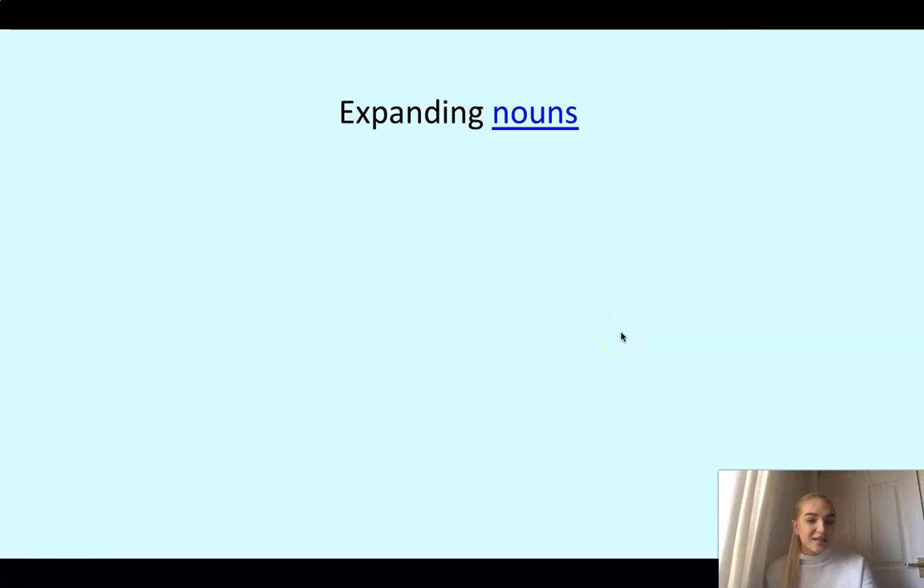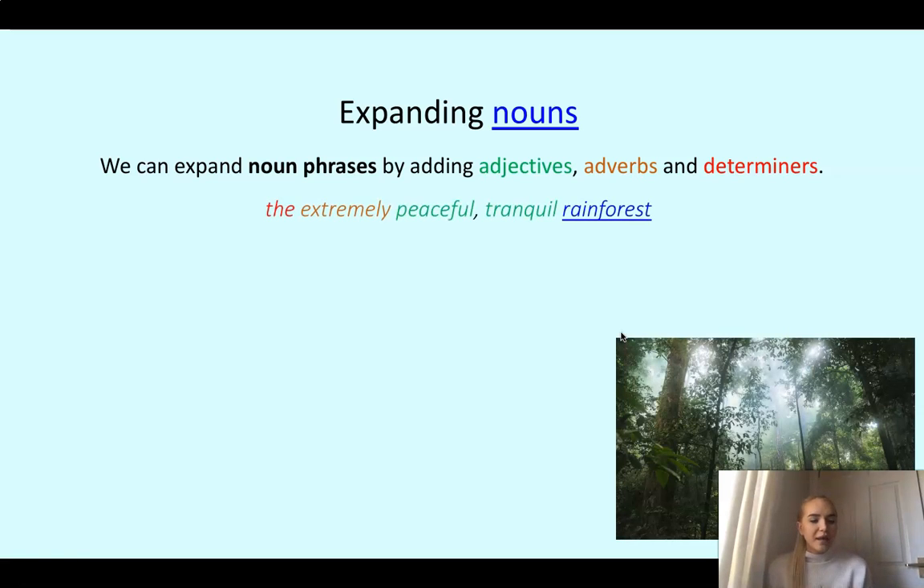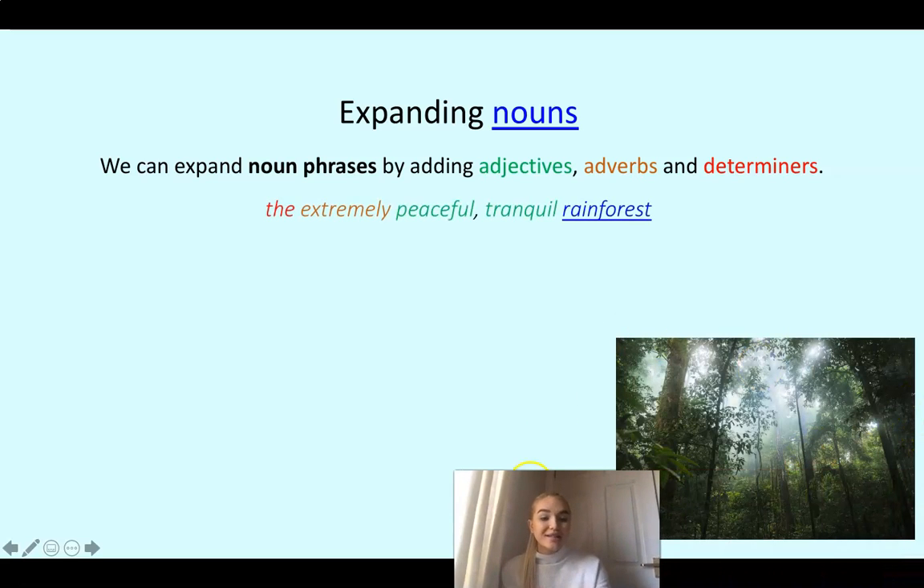So we're going to be expanding nouns, and then it's going to be your turn. So I have a picture of a rainforest here, and I could expand this because I could start with the rainforest. Now that sounds a bit rubbish, doesn't it? Because we can make that a lot better. We could think of two adjectives that we could use to describe the rainforest, and I've chosen peaceful and tranquil. Do you know what tranquil means? That's right, tranquil means calm, a bit like peaceful. So these are two words that could possibly be synonyms of each other too.